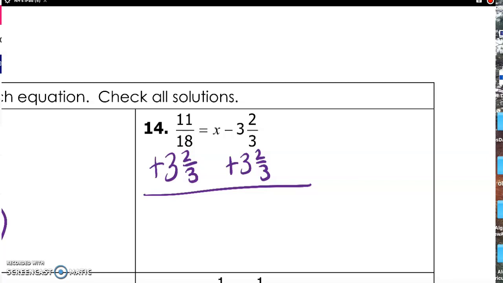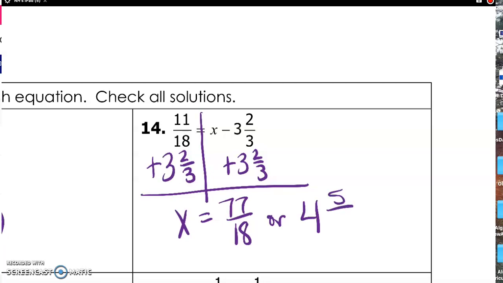Many of you, that's going to give you a mixed number. So x equals 77/18, or if you have it as a mixed number, that would be 4 5/18. So I will take either the 77/18 or 4 5/18. Either one is fine. So again, you would plug that in, 4 5/18 minus 3 2/3, and make sure you get 11/18.